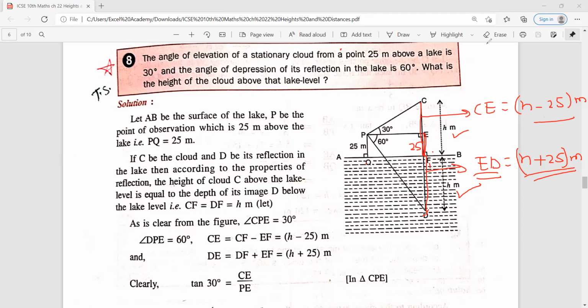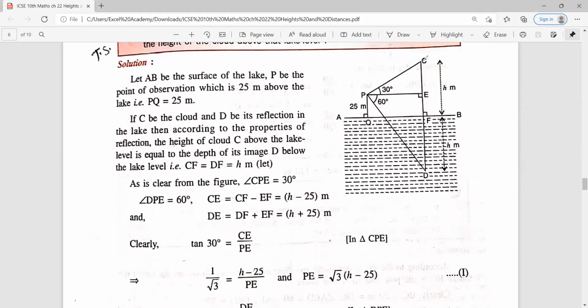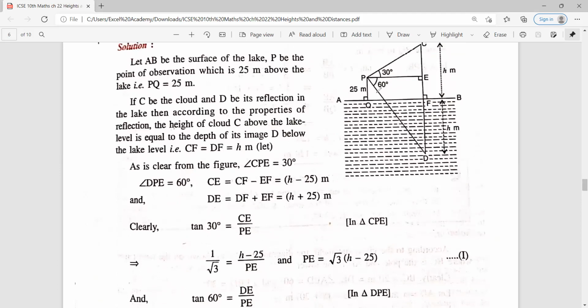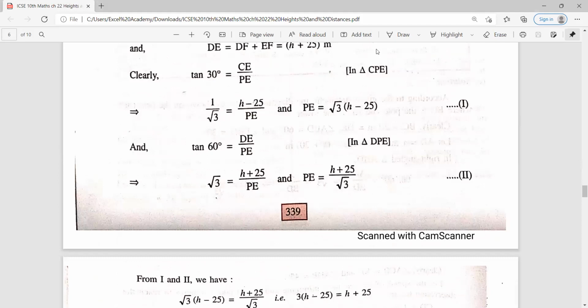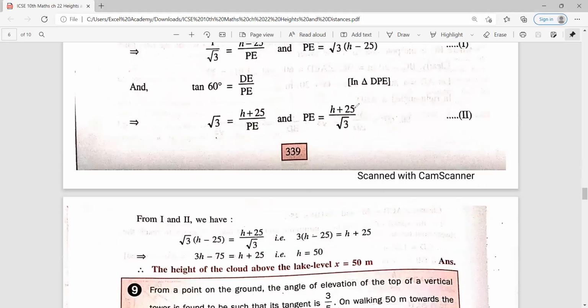Now let us see what we did in trigonometry. So use tan 30 in the smaller triangle. This triangle CEP. tan 30 is equal to CE upon PE. Okay, so 1 upon √3 is equal to h minus 25 upon PE. So PE is equal to √3 into bracket h minus 25. This is statement 1. Similarly, you have to use tan 60 is equal to ED upon PE. That is h plus 25 upon PE, right? So cross multiply. PE will be h plus 25 upon √3.